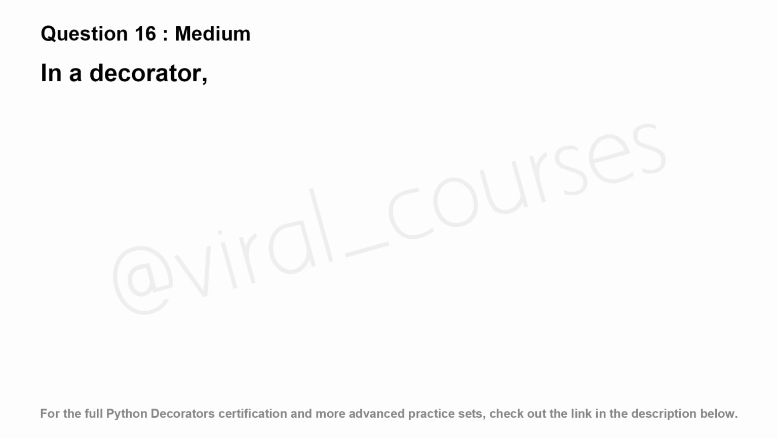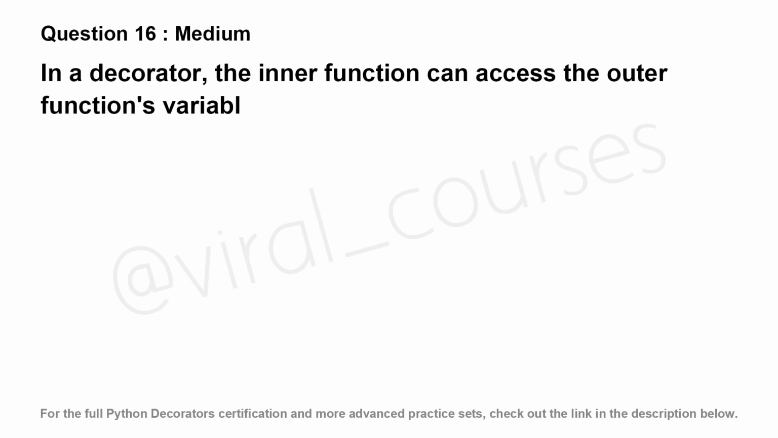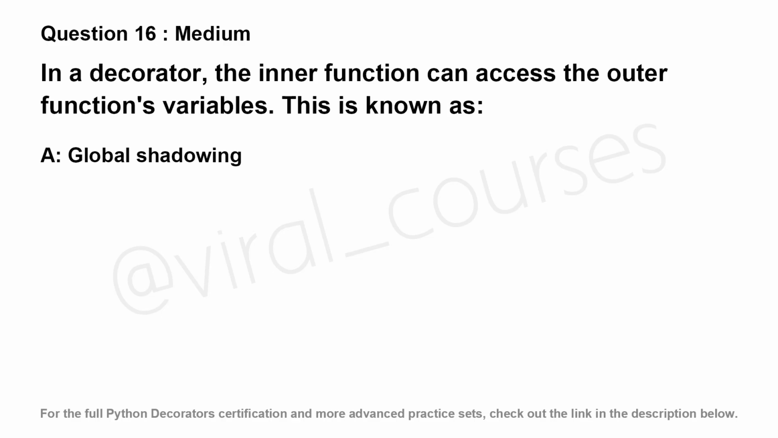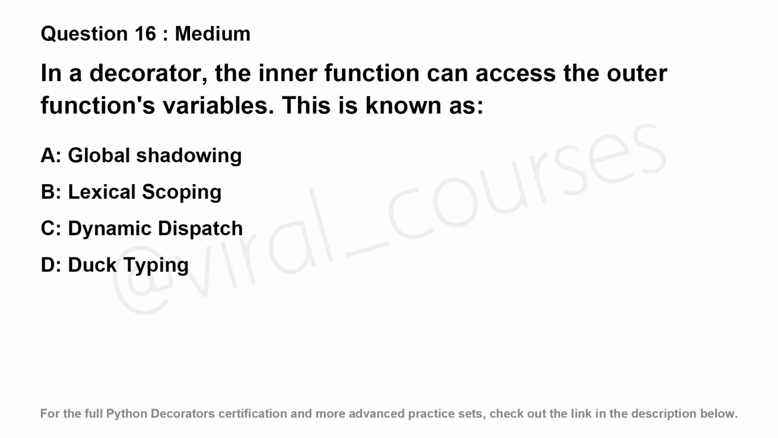In a decorator, the inner function can access the outer function's variables. This is known as: Option A, global shadowing. Option B, lexical scoping. Option C, dynamic dispatch. Option D, duck typing.